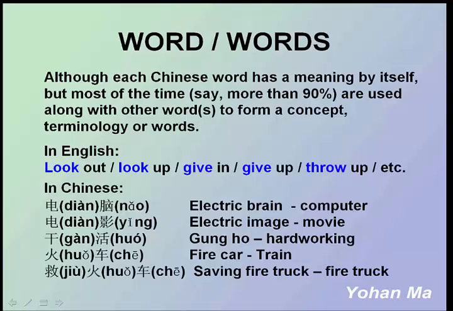火车, that's train. The next one is 救火车. 救, that's saving. 救火, saving fire. 车, that's car or truck. 救火车, fire saving truck, means fire truck, fire engine. So when you learn Chinese, do not concentrate too much on the words, one word by itself. You have to learn it from a group of words, 2 or 3 or even more sometimes. Okay? So these are the basic understanding to learn Chinese.